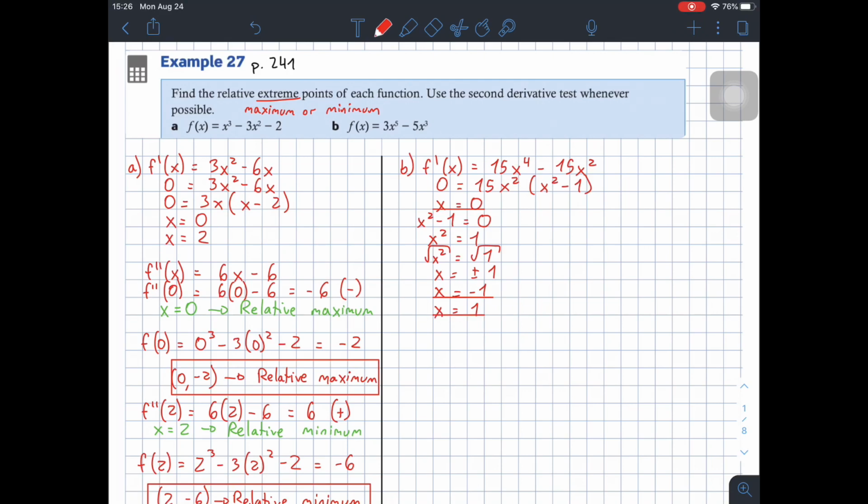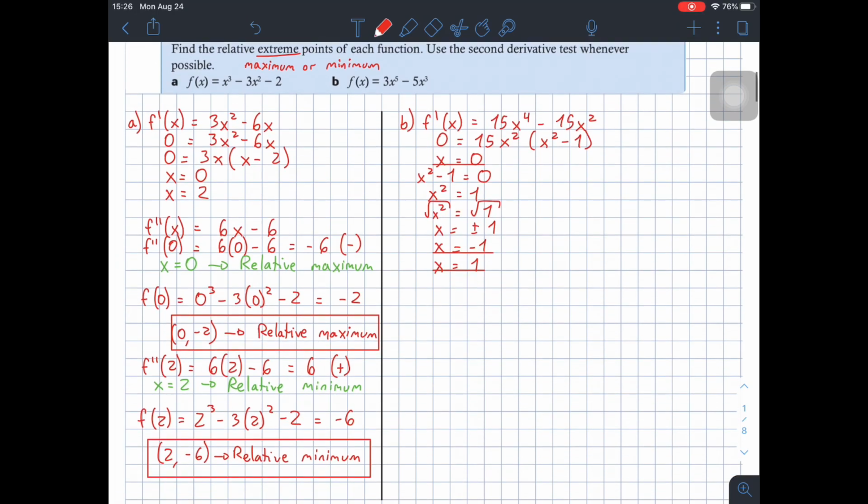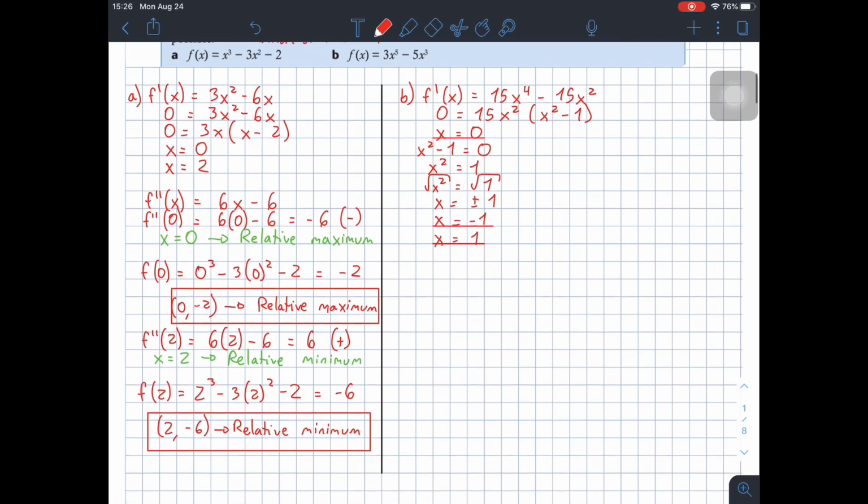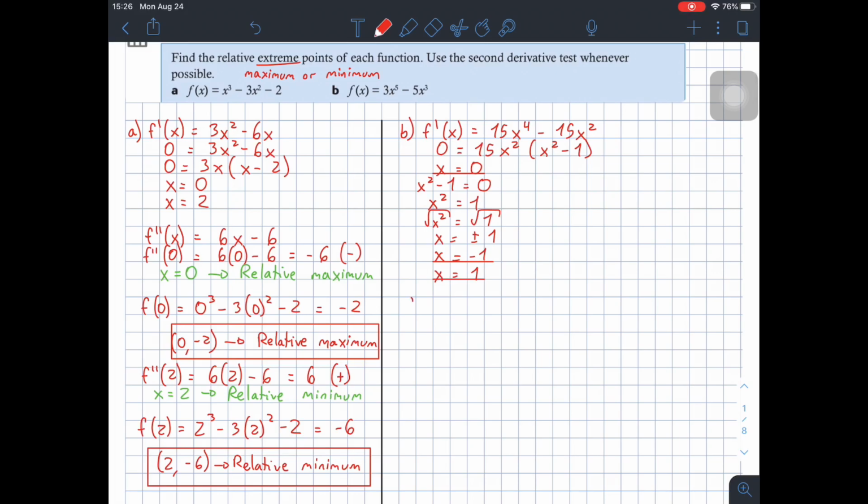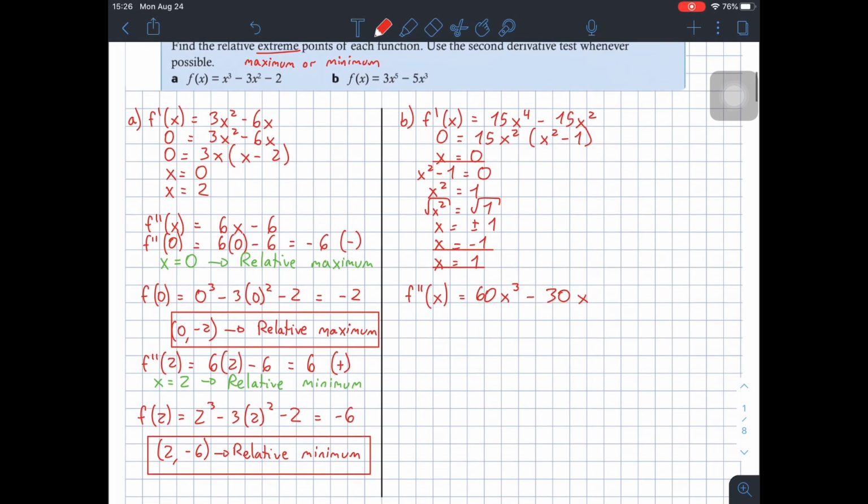Now we need to see whether each of these critical numbers corresponds to a maximum, a minimum, or neither. To do that, we're going to first find the second derivative to apply the second derivative test, which is the one we're learning today. The second derivative is 60x cubed minus 30x. We evaluate first with the critical number x equals 0. f double prime of 0 gives 60 times 0 cubed minus 30 times 0, that's 0.